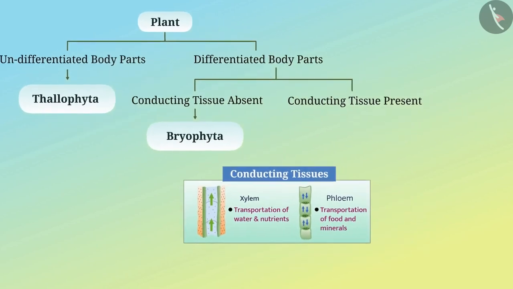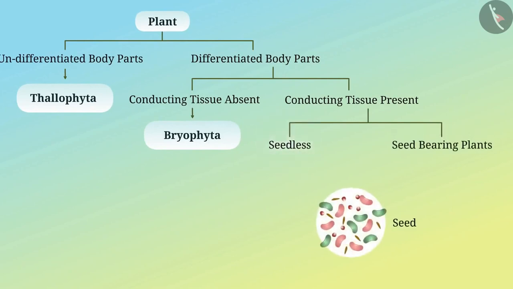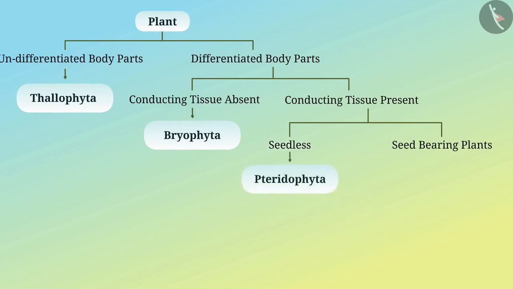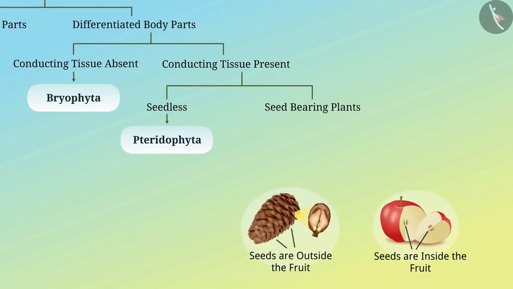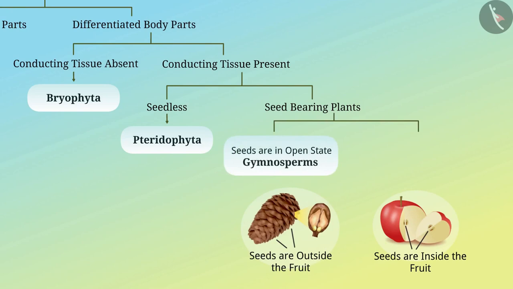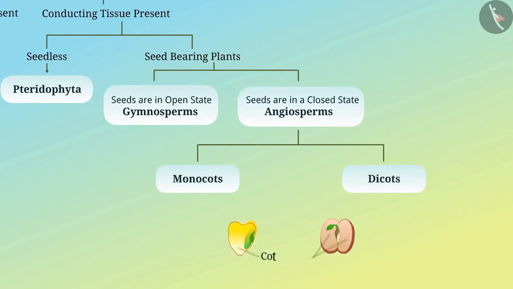Plants that have tissues for conduction are classified based on their ability to hold seed. Seedless plants are placed in the subclass Pteridophyta. Then we classify seed-producing plants on the basis of whether the seed is inside or outside the fruit. Plants whose seeds grow outside of the fruit, that is, if seeds are in open state, are called gymnosperms. And those plants whose seeds grow inside the fruit, that is, the seeds are in closed state, are called angiosperms. Angiosperms can be classified into monocots and dicots based on the number of cotyledons.